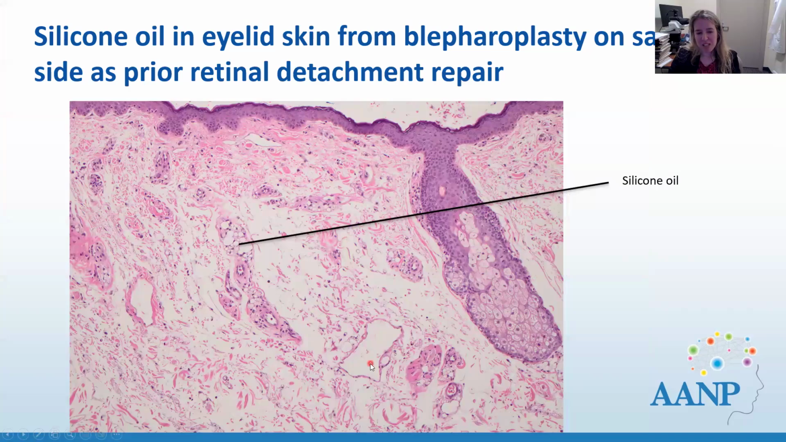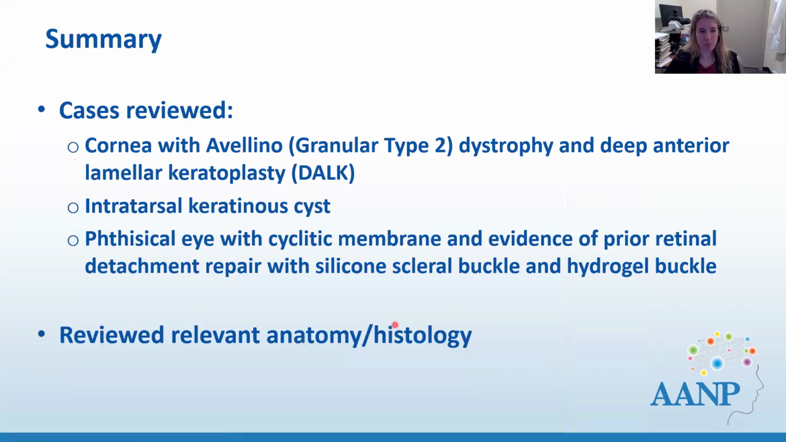Even it can travel into the skin. So this was injected in the eye, but it ended up in blepharoplasty specimens from a patient who had a previous retinal detachment repair. So in summary, we've reviewed a few cases, a cornea case, an eyelid case, and an eyeball case, and some relevant anatomy and histology today.